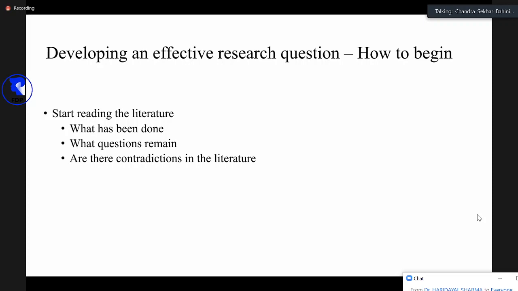But suppose you go back 10, 15 years before, when the program was launched, so there may not be many studies. Okay, but how can you design a better research question? Please remember, in every research, you may not have many research papers. In that case, you have to rely on similar kinds of programs or policies, what has been done earlier.